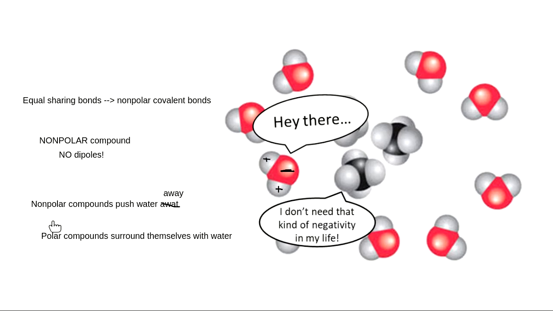So this is the idea we're going to end with today. A nonpolar compound, which means it has no dipoles, meaning we're sharing our electrons equally. If you share your electrons equally, you push water away. You don't have time for that kind of negativity in your life if you're a nonpolar compound. If you're a polar compound, you love those dipoles of water. You're going to surround yourself with water because you love to interact and form hydrogen bonds with its partial positive and partial negative.